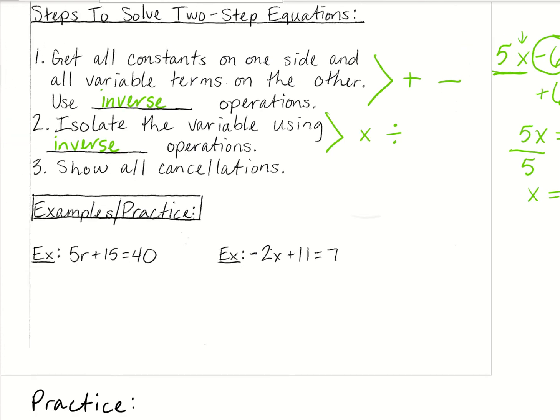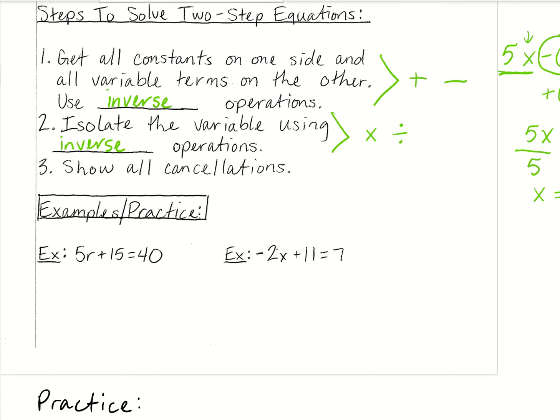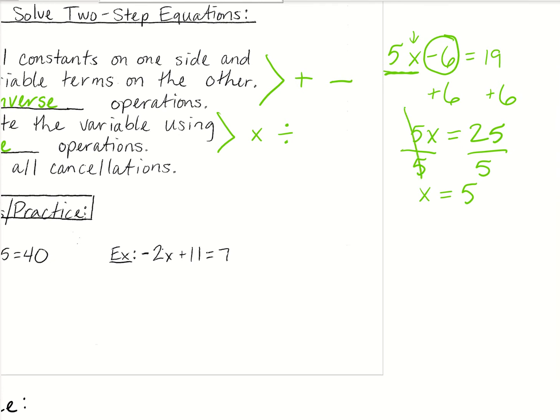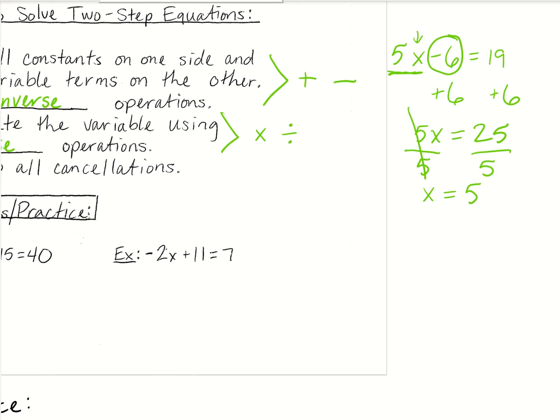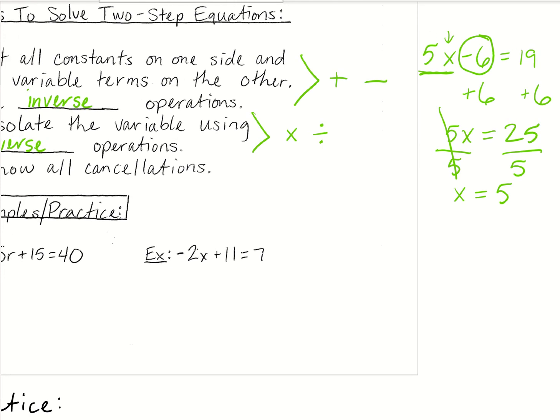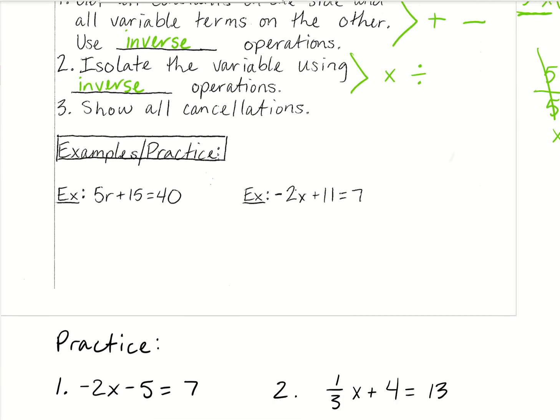That will leave us with x equals 5 because we do it to both sides. And that is also step 3. So show all cancellations. That would be that. Just crossing that out shows the cancellation. And there you have it. That is it for that example. So it's not too much, especially once you get the hang of it. I think these are pretty fun, but you got to get the hang of it first.